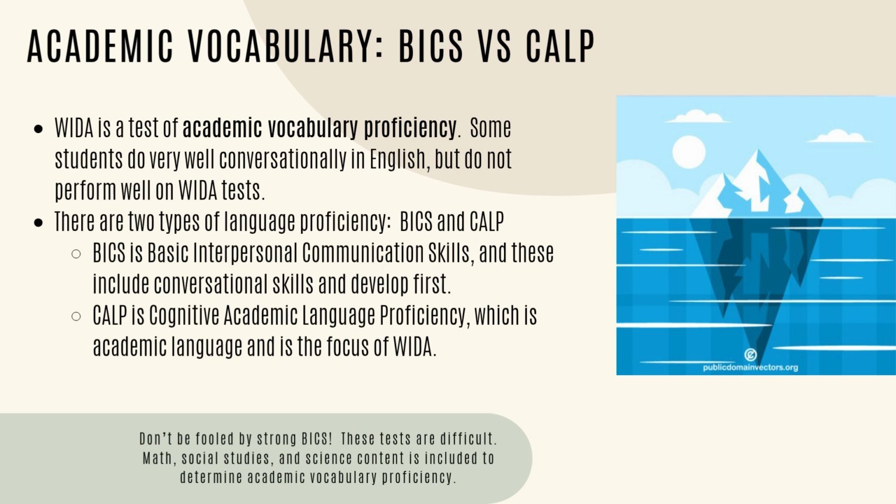These tests are difficult. Math, social studies, and science content is included to determine academic vocabulary proficiency. So the reading test seems a lot like a math test. The writing test often seems a lot like a science test or a social studies test. And same with the speaking test. So it is difficult.